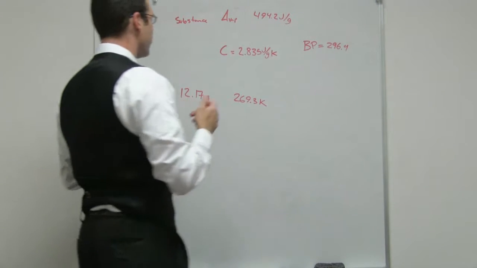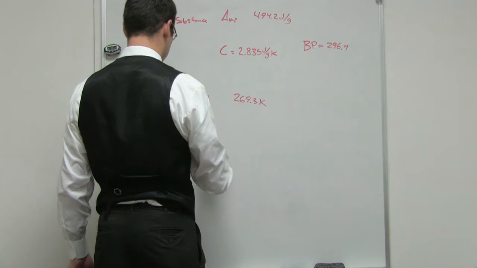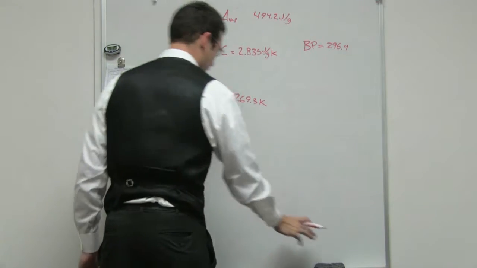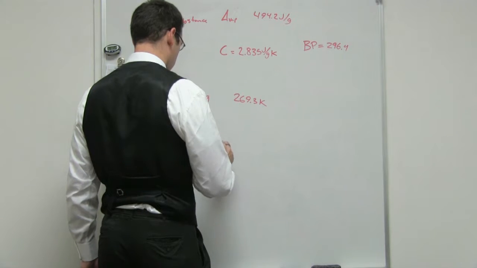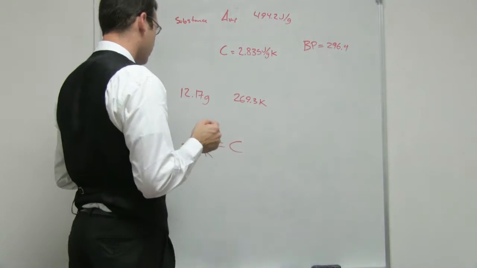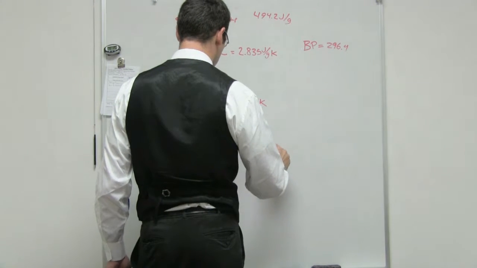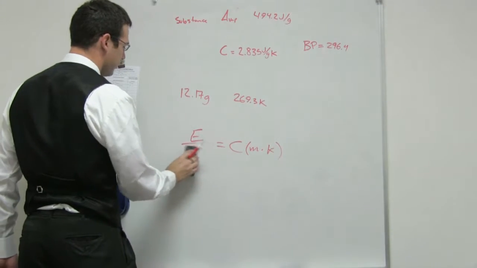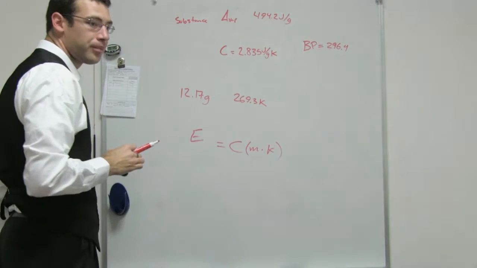Because we know that the energy over the mass times the Kelvin is going to equal C. But because we want to solve for E, we simply multiply by the mass times the Kelvin to get E by itself, the energy. And then we take the sum of that energy and the energy that we get from the vaporization.